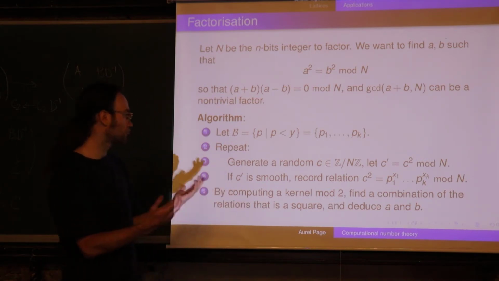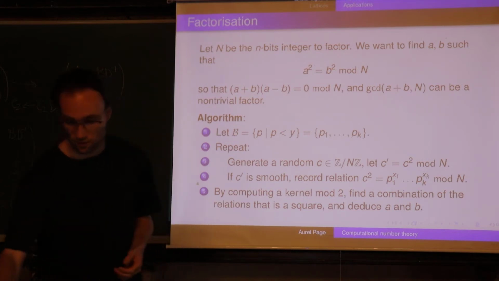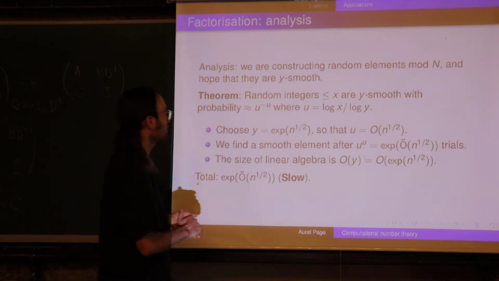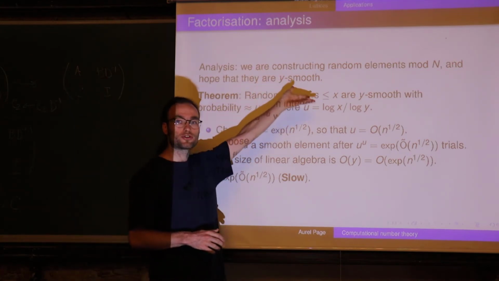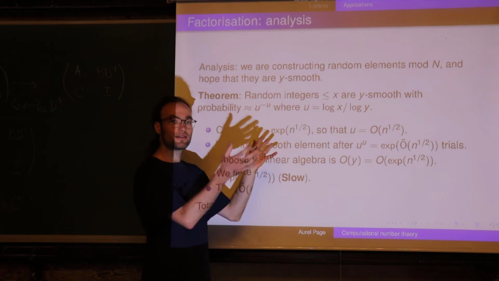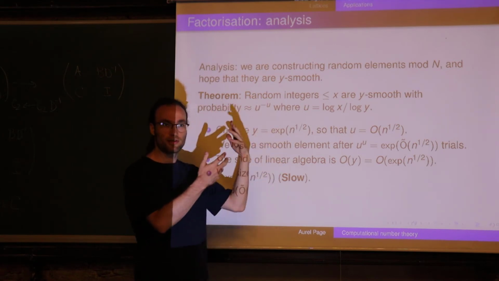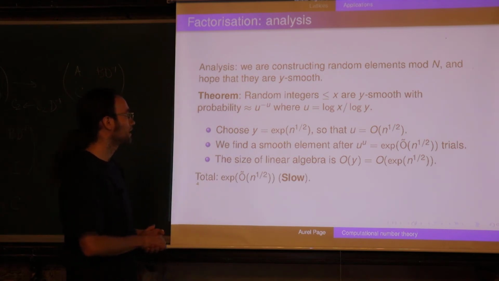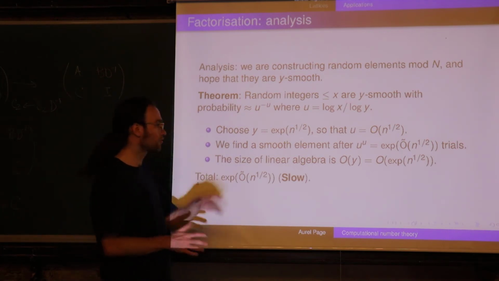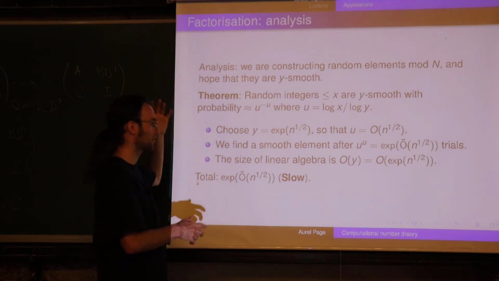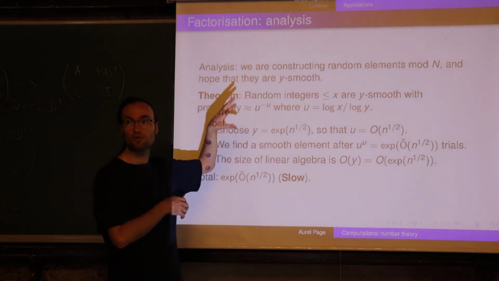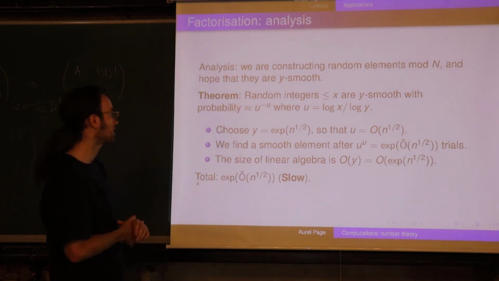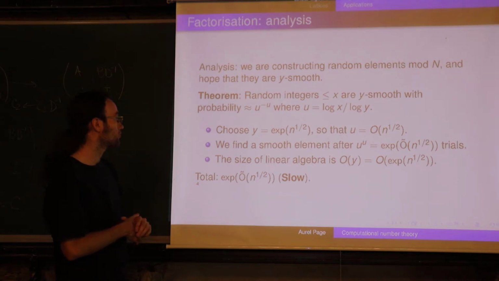So let's see how you should choose the parameters for this to actually be efficient, I mean somewhat efficient. We are constructing essentially random elements modulo n. It's not true that they are really random because they are squares, so they're not completely random. And we are hoping that they are y-smooth. The analysis that I will do here is not a proved analysis. It's more of a heuristic to give you an idea of the running time. You have to be more careful to make it an actual rigorous analysis.